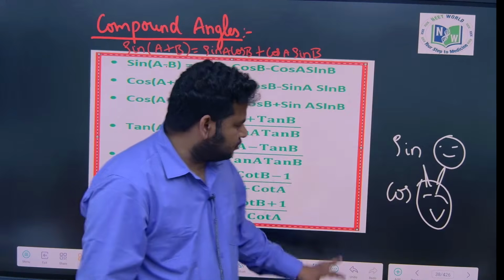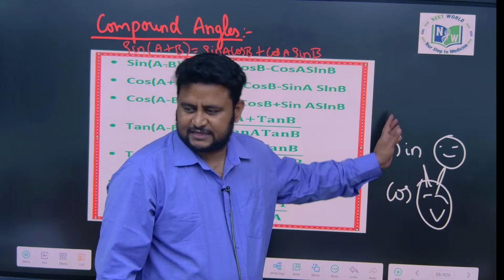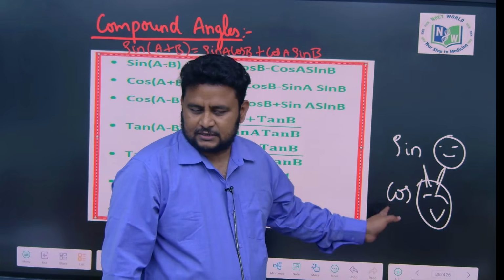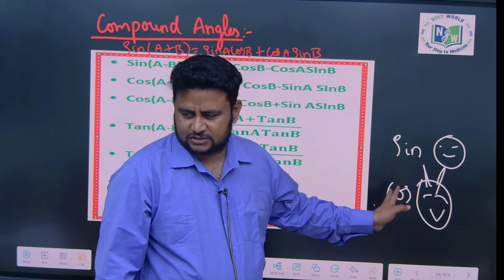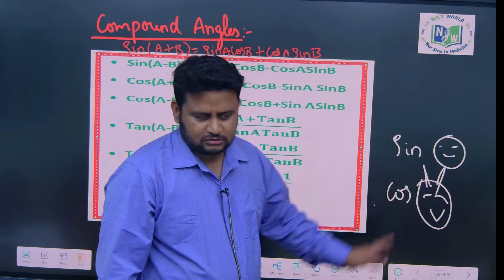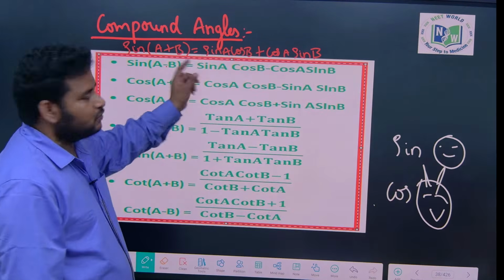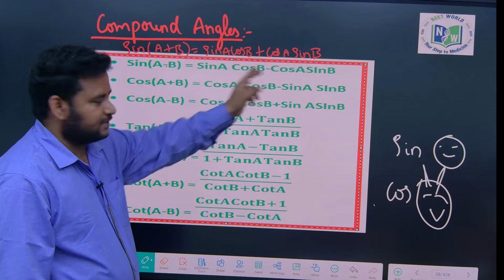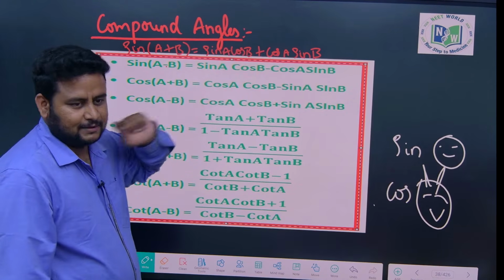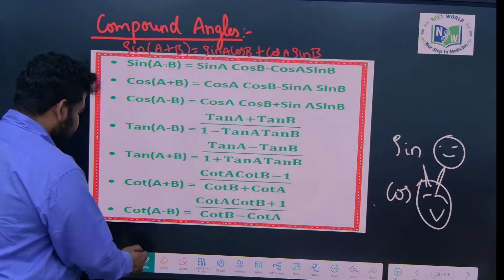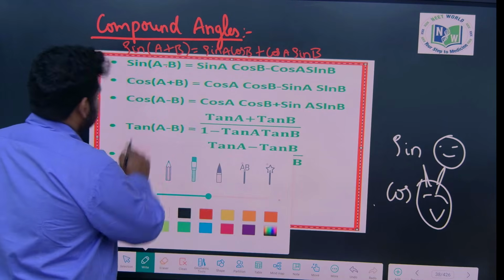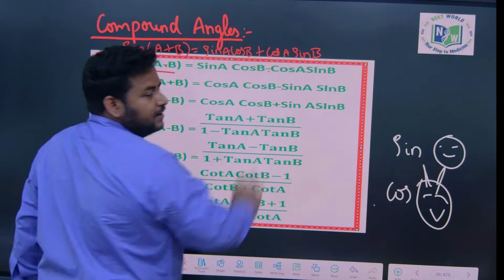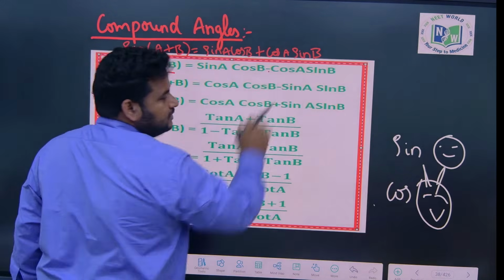So this sin he will join with anyone. He is very friendly, but this cos is not like that. He will do whatever you tell, he will do the opposite. Now see here, when I talk about sin, I told you he will join with anyone. So sin A cos B plus cos A sin B. Here plus is there, means here also plus will come. But before we go to cos, see here another formula. Sin A minus B is what? Sin A cos B, here minus is there, here also minus will go. Sin A cos B minus cos A sin B.